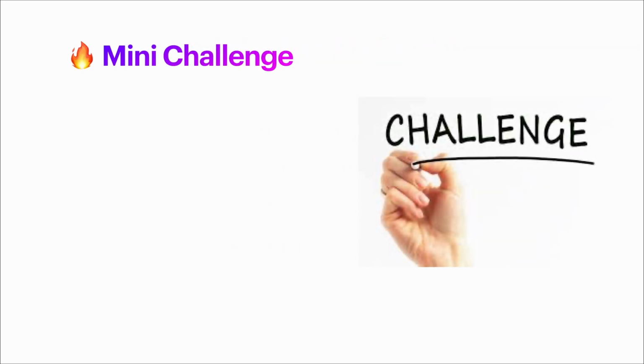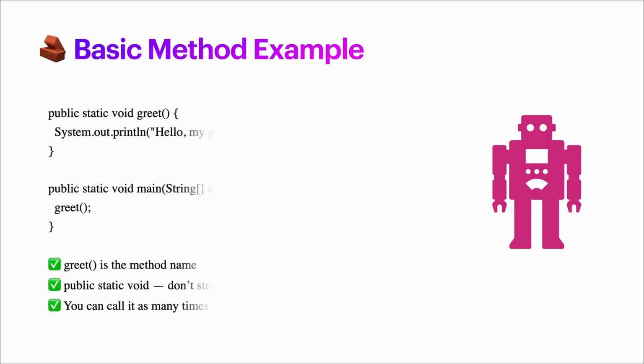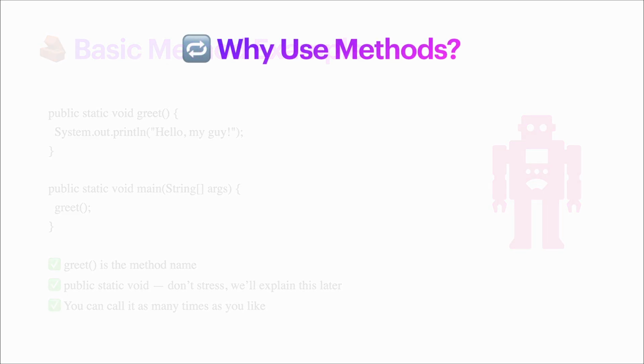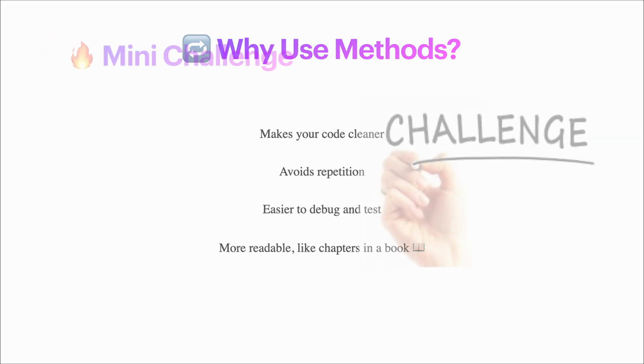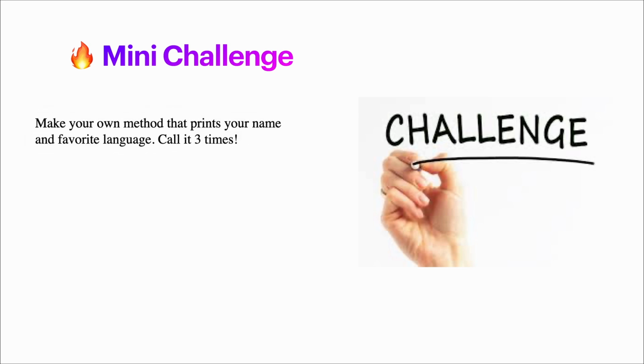Seeing this initial code right here of hello, this hello my guy, and this is how to call it to greet. Note that your method is going to be written above the place where you call the method. So just calling it method seems a bit confusing, but you'll get used to it. Now in your challenge, all you have to do is make your own method that prints your name and favorite language and calls it 3 times.